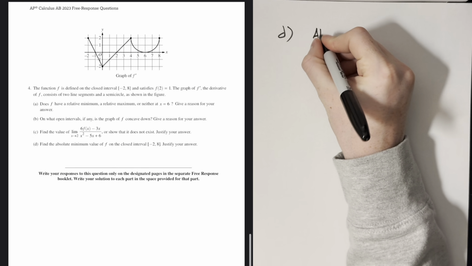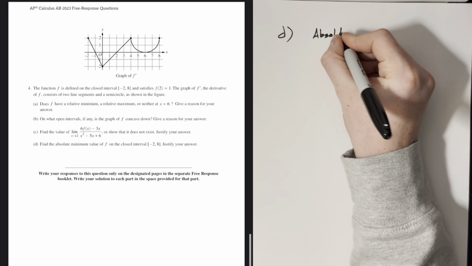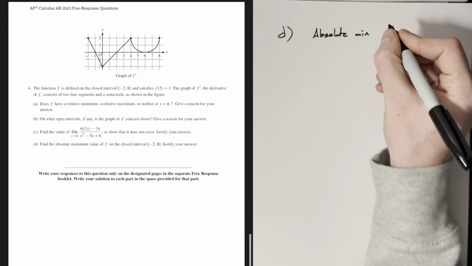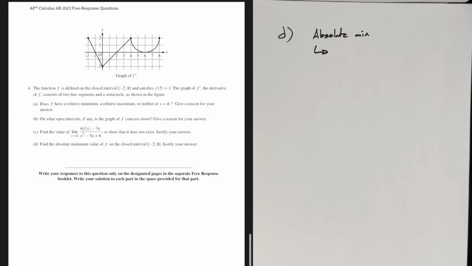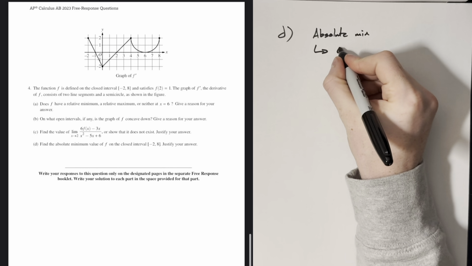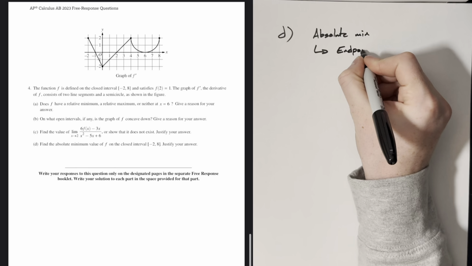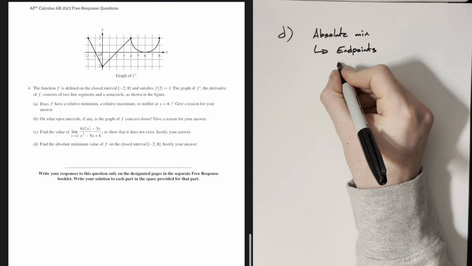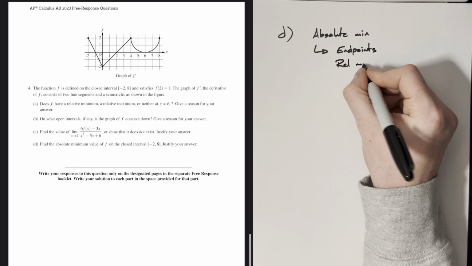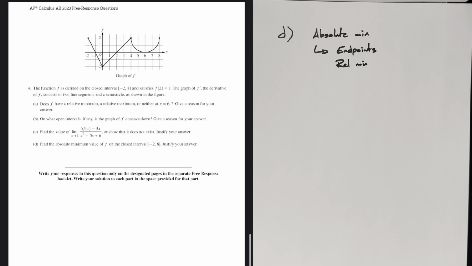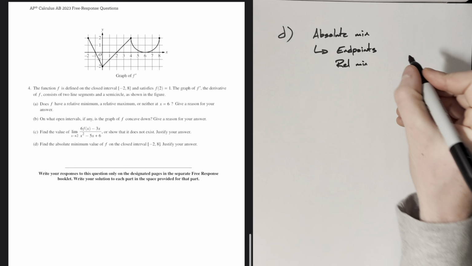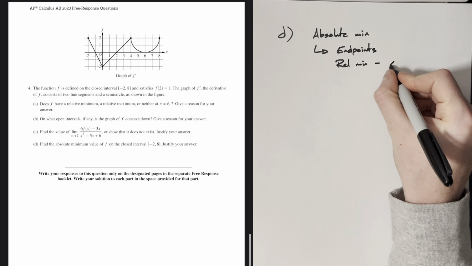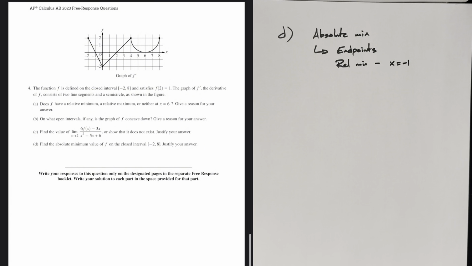So we're trying to find the absolute minimum. And there are two places that these can occur, right? Those places are endpoints, and they can also occur at relative minimums, right? That's where my function goes from decreasing to increasing. So looking at this graph, there's actually only one relative minimum, and that happens at x is equal to -1.